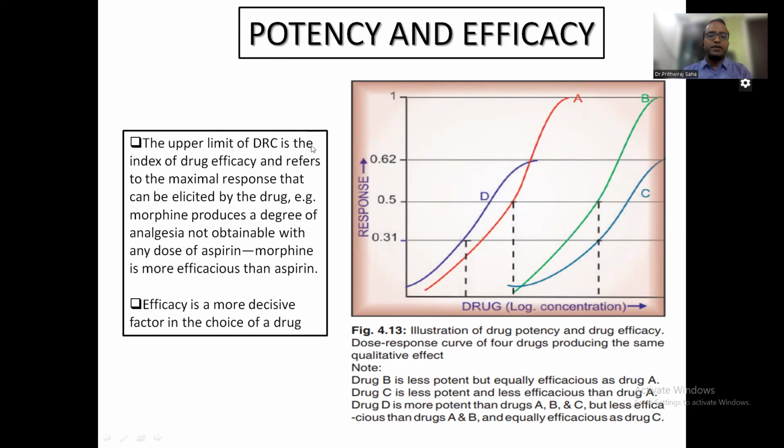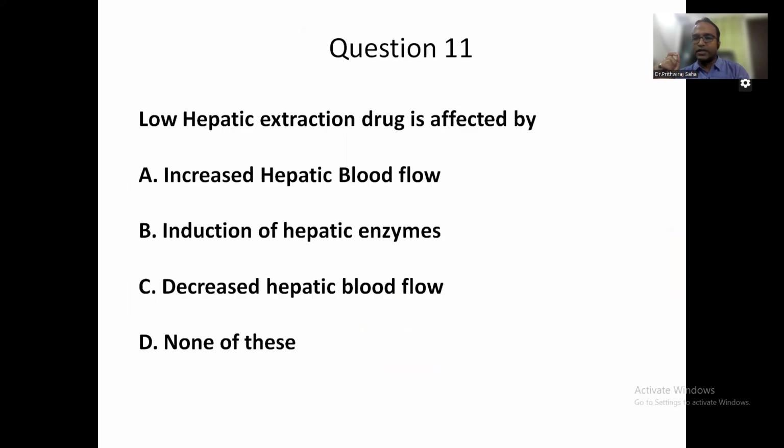The upper limit of the drug response curve is the index of the drug efficacy and refers to the maximal response that can be elicited by those drugs. So efficacy is more decisive in choosing a drug because ultimately we have to reach a goal. Whether we reach it with a small concentration or a high concentration matters less than reaching the ultimate goal. So efficacy is more important than potency while choosing a drug.